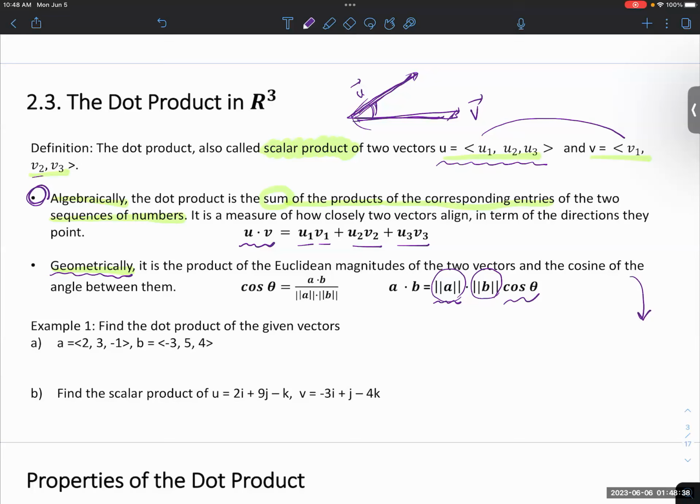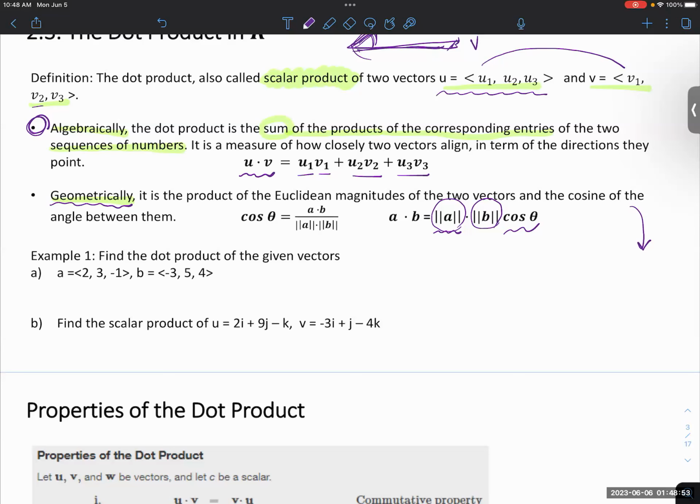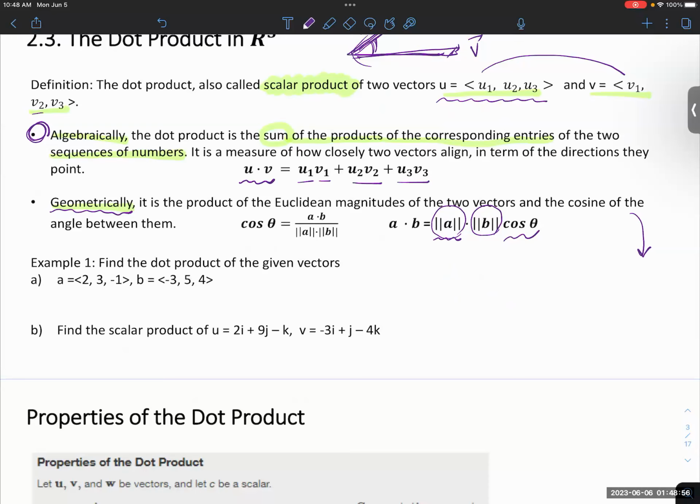You're going to multiply each component of each vector. So let's take a look at the example. I'm going to introduce both cases, algebraically and geometrically, in terms of the dot product. First, let's find the dot product given the vectors, more algebraically. We know vector A is given, and vector B is given. Therefore, A dot B, so actually these are vectors, I'm going to draw the arrow, means we know 2 times -3, which is -6. Then you multiply the next entries, 3 times 5, 15, and then -1 times 4, -4.